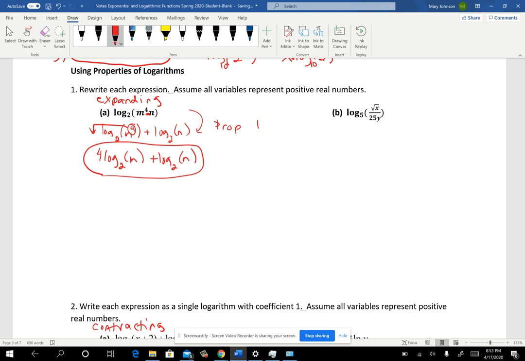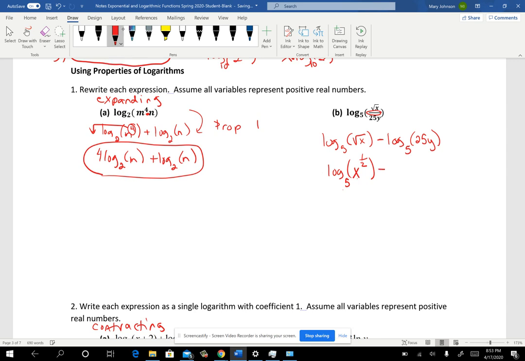All right, we can do a similar thing here. We're going to expand it out. We have division. So when we start off, we're going to take the log of this quotient and separate it into the log base 5 of the square root of x minus log base 5 of 25y. And this is kind of hard if you don't remember that a radical is really just a fractional exponent. So you really have log base 5 of x to the 1/2 there.